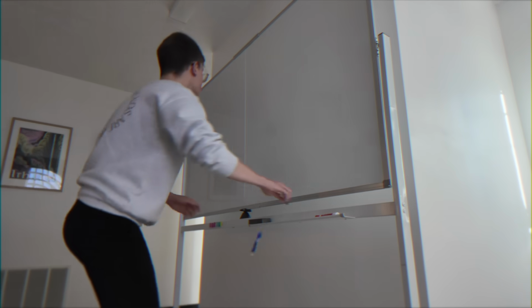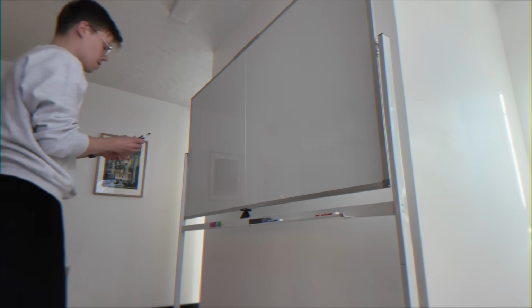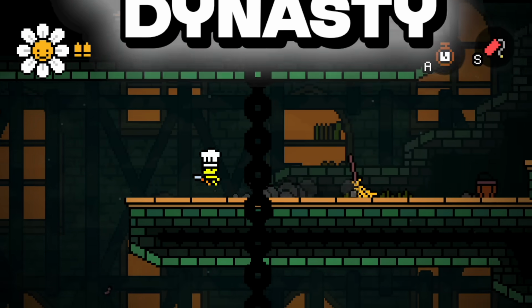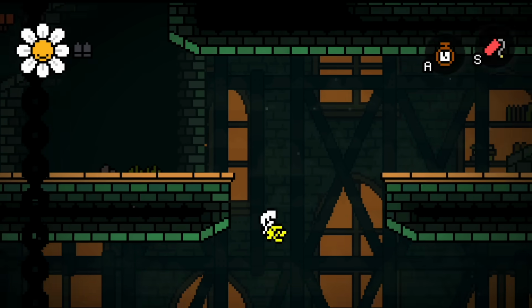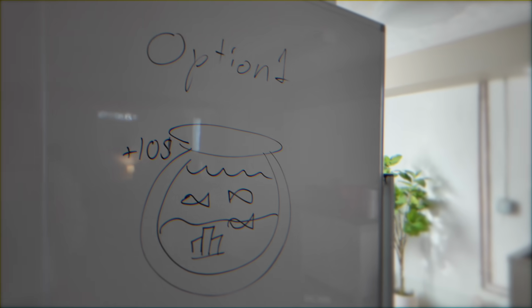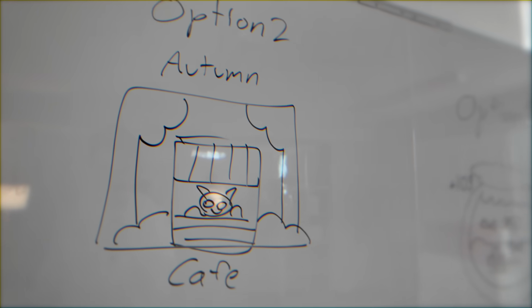So after sitting Blue's Clues style in my thinking chair, I went to my handy dandy dry erase board to brainstorm some ideas. I'm close to finishing my first commercial game, Dewdrop Dynasty, after 5 years, so I don't really have time to make something crazy. So after brainstorming some ideas, I was torn between two ideas, an aquarium game or an autumn cafe game. And I think you know which one I ended up going with.